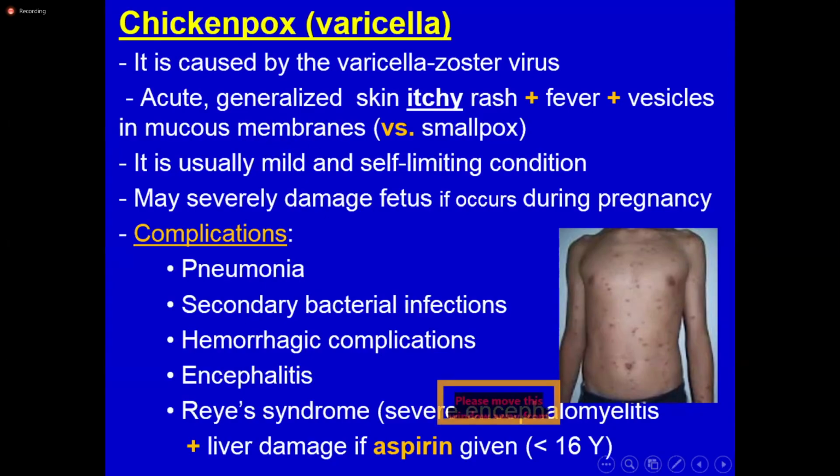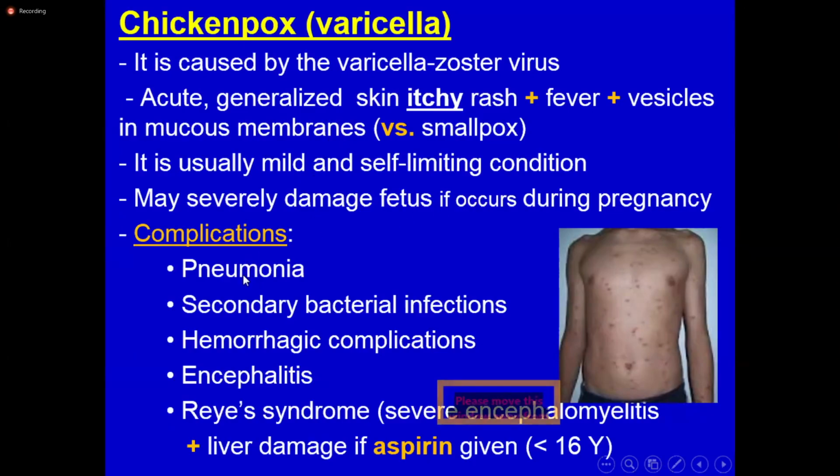It is usually a mild, self-limiting disease. The child gets infected and things go on, and there is now a vaccine that we will talk about. There will be severe fetal damage when it occurs during pregnancy. For this reason, we should vaccinate our children in order to prevent such complications in the future.